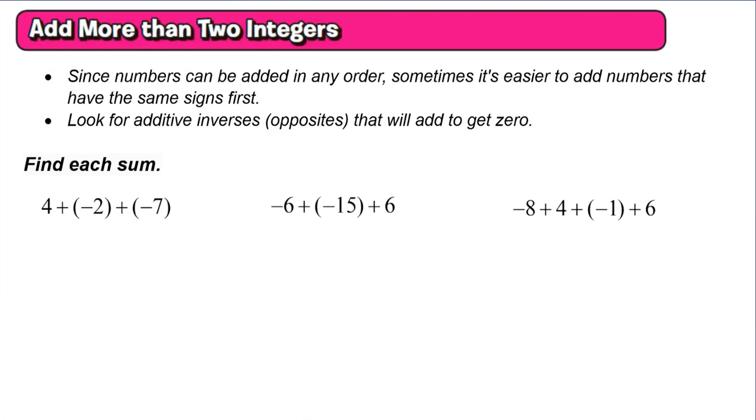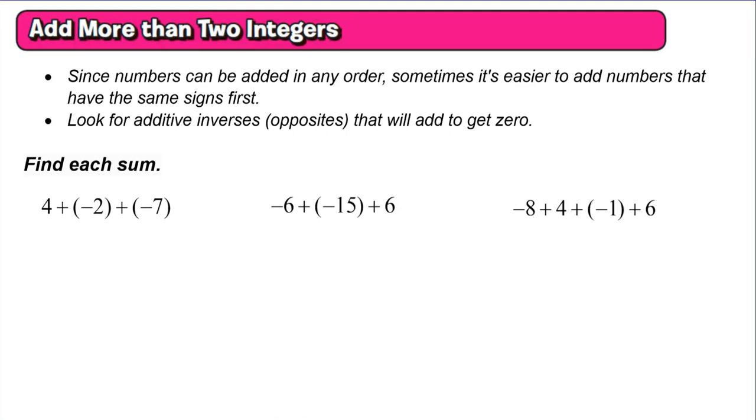What happens if you're adding more than two integers together? So since numbers can be added in any order, sometimes it's easier to add numbers that have the same sign first, because adding numbers with the same sign is easier. This is a combining, not a canceling. So if you have numbers that have the same sign, both positive or both negative, it might be a good tip to add those numbers together first, because that's easier, and then do the canceling with the numbers that have different signs.